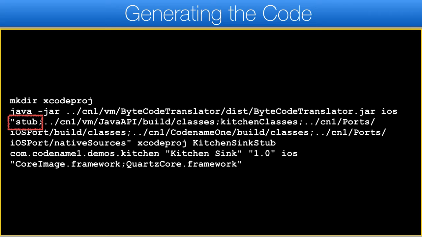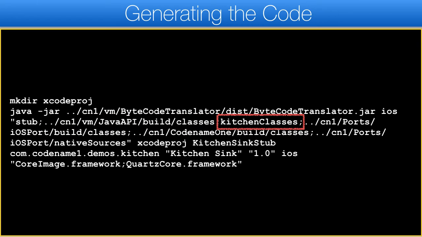Next, we have the path. Bash understands this as multiple commands, so we have to put the entire path in quotes. These are the individual elements within. The first element in the path is the stubs directory, where I compiled the kitchen sink stub before. The second element is the classes of the VM. This covers the Java core classes supported by Codename 1.